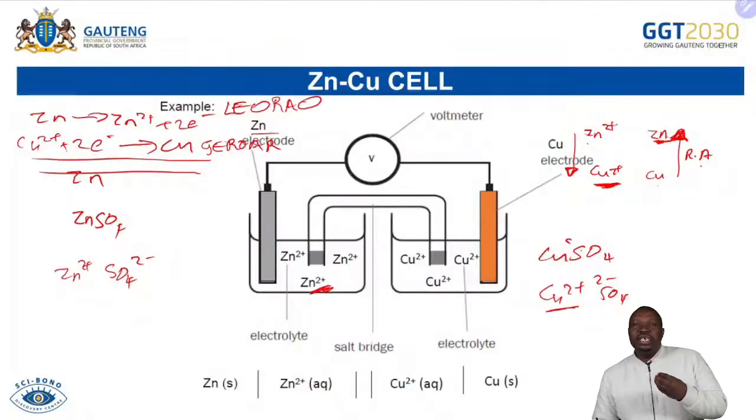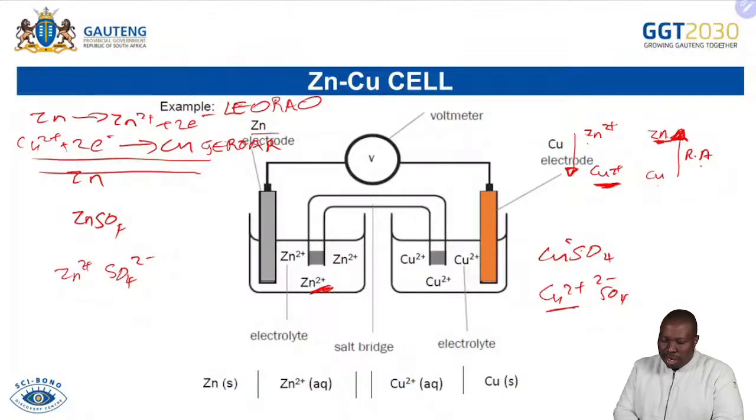We have talked about the cell notation: it's always anode, salt bridge, cathode. So always you'll write at the anode zinc solid forming Zn 2+. They are separated by the salt bridge.